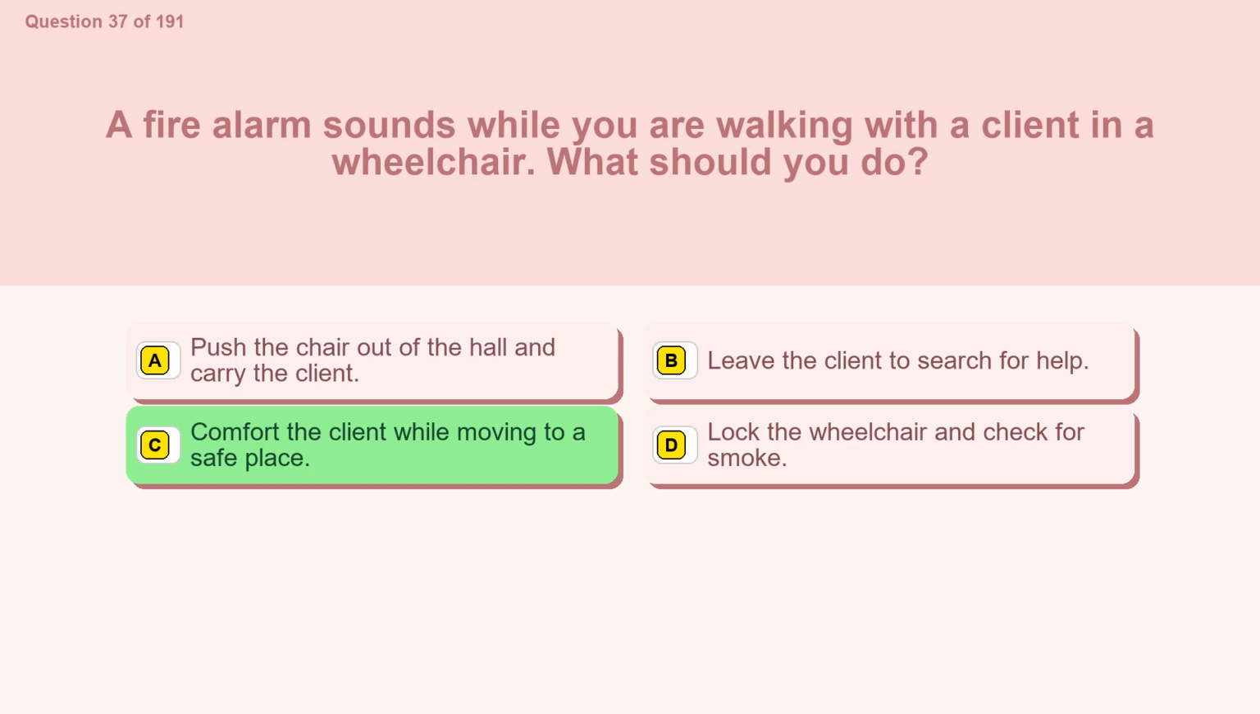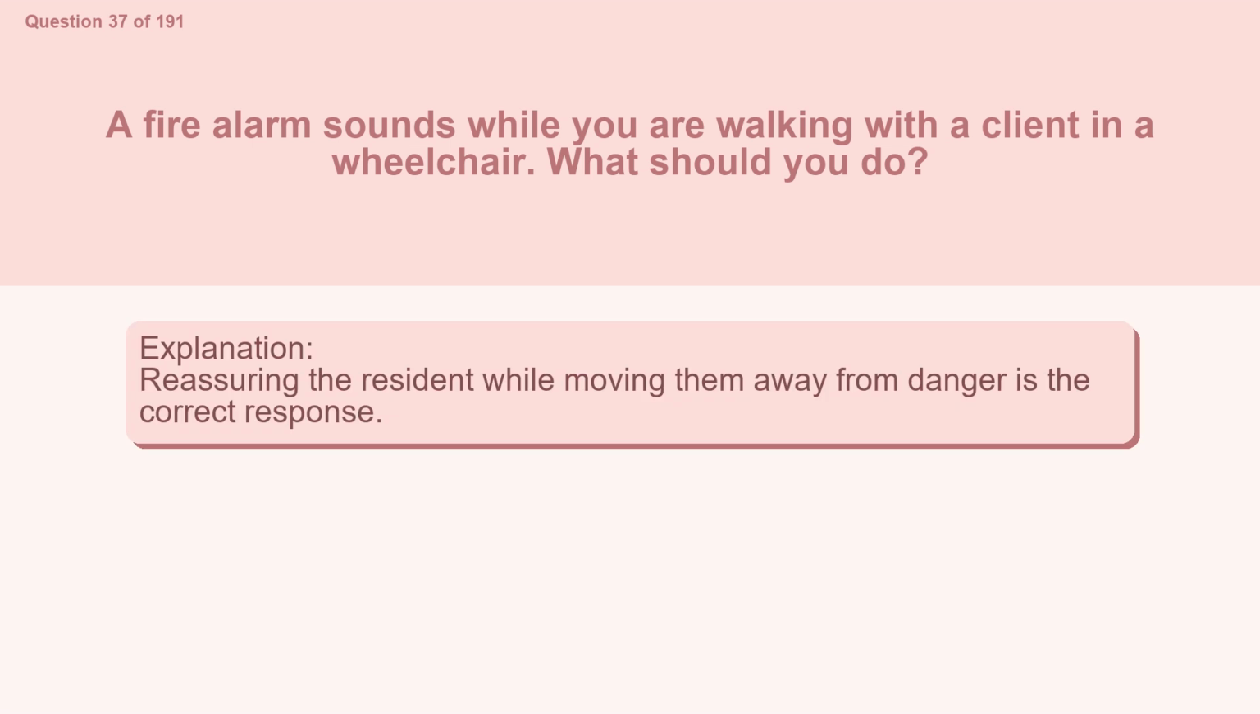The correct answer is option C. Comfort the client while moving to a safe place. Reassuring the resident while moving them away from danger is the correct response.